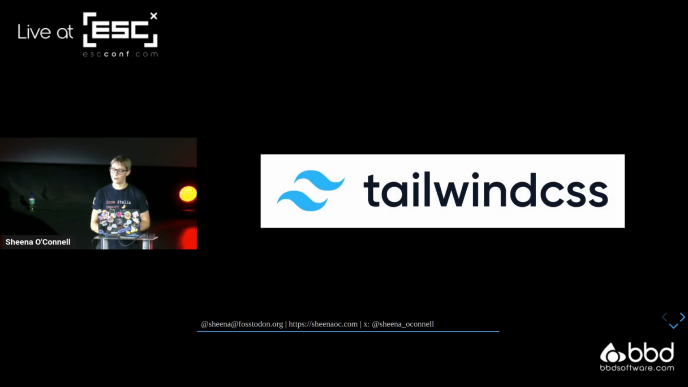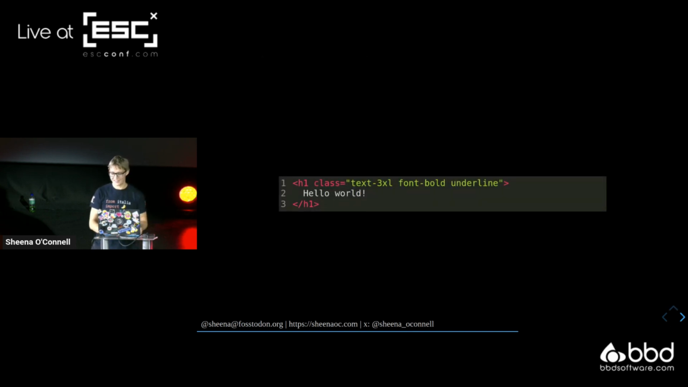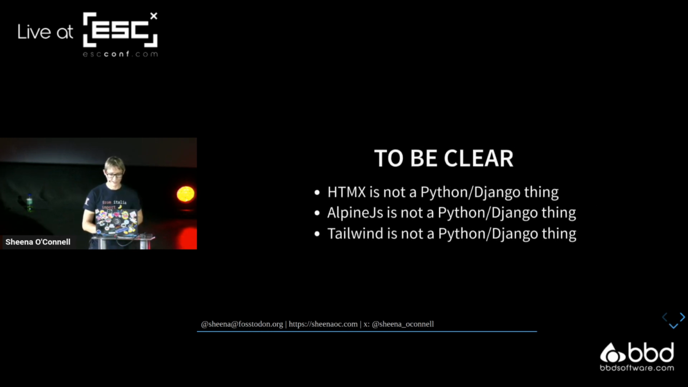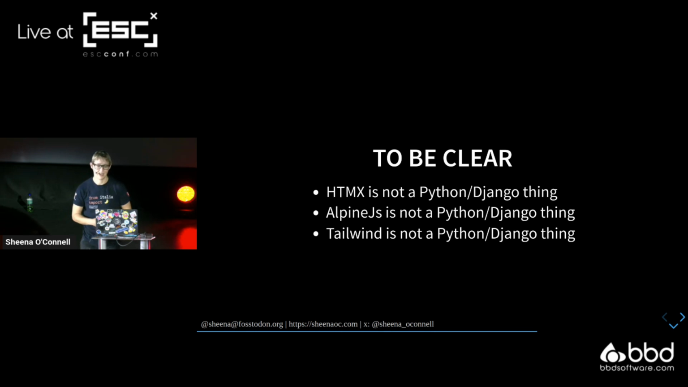Last but not least is Tailwind. I think everybody here probably knows a little bit about Tailwind. It is a nice way of managing your CSS classes so that you don't need to have crazy, hard to understand CSS files. You do this kind of thing instead, and it's pretty easy to read and understand, which is great. Now, to be clear, whenever I do this talk, people ask, is that a Django thing?